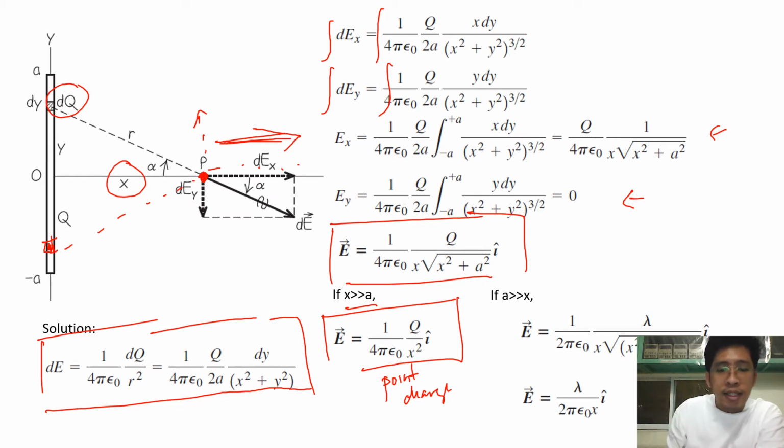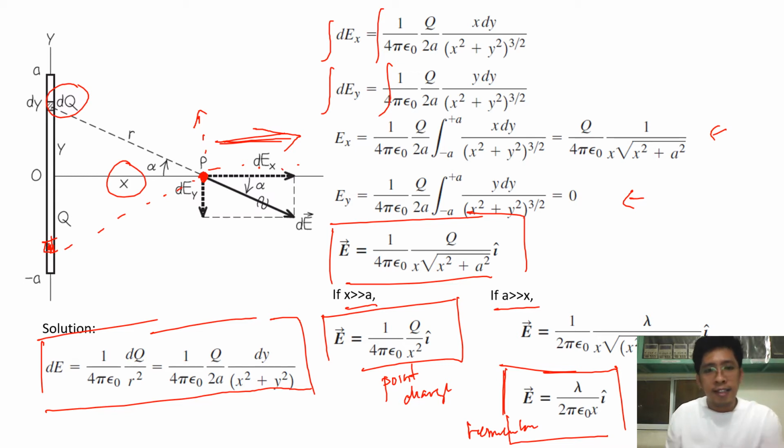If instead a is very much greater than x, what happens is that you get this answer: lambda over 2 pi epsilon naught. Now, I want you to remember this answer. We're going to get the same answer using Gauss's law later. Gauss's law is a simpler solution to problems involving continuous charge distributions. This one here is very tedious, of course, because of the integration, and we'll do a simpler solution of this using Gauss's law. So please remember this equation here. We'll get something similar to this one later.